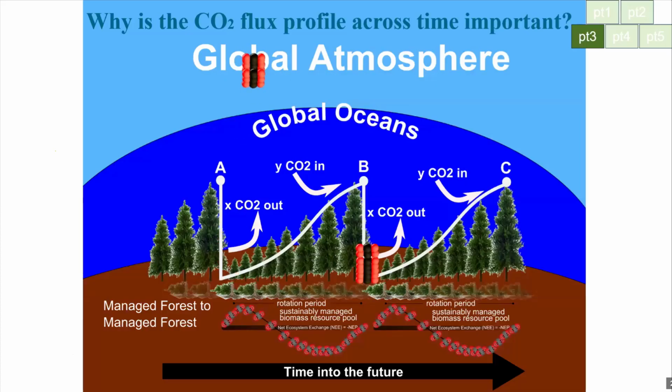So what's the importance of the flux dynamics? Well, you could harvest some forest and use it as bioenergy, and a lot of that CO2 is going to go up into the atmosphere, but then it takes a certain rotation period for it to grow back. So there's a differentiation between CO2 going into the atmosphere and then it coming back into the forest resource.